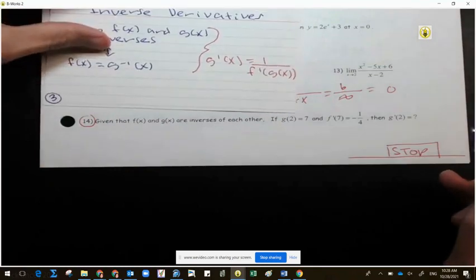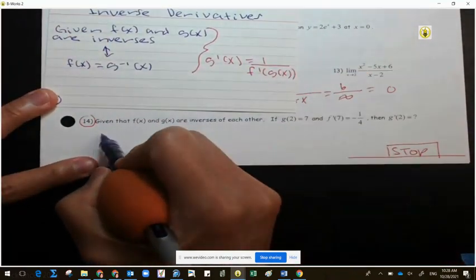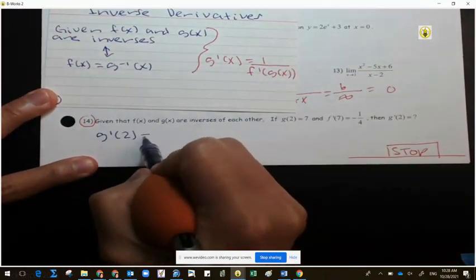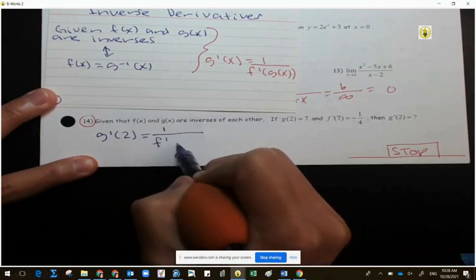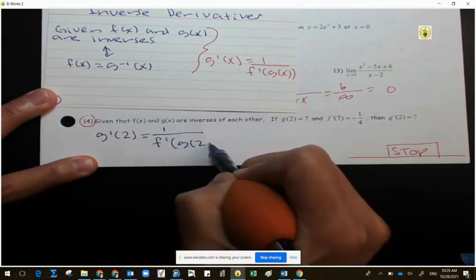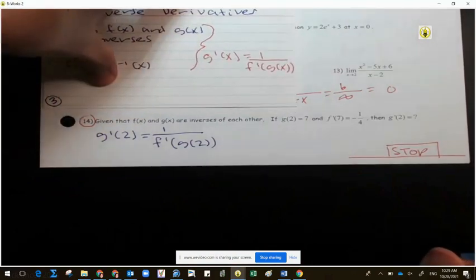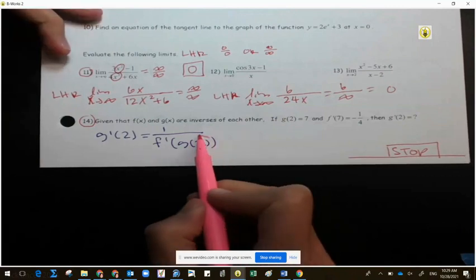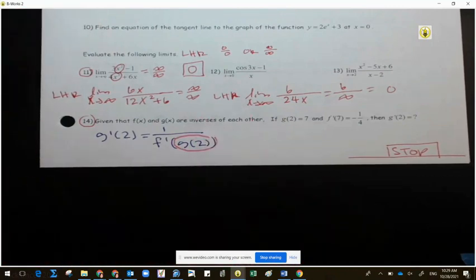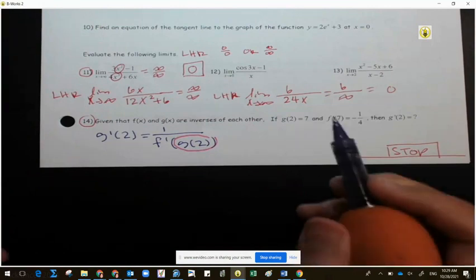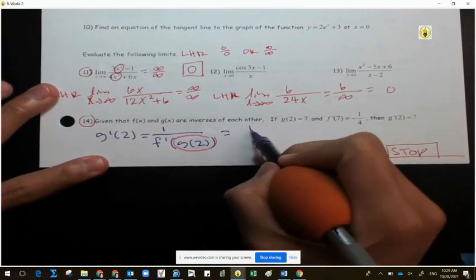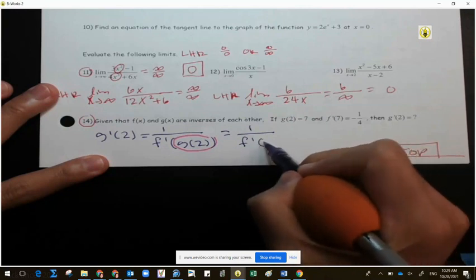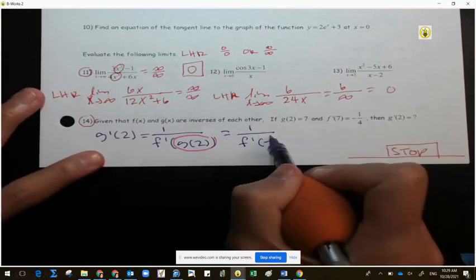So I'm going to go ahead and use this right here. So plugging in 2 into the x, we have g prime of 2 is equal to 1 all over f prime of g of 2. So that was just plugging things in. And then what I would do from here is starting with the very, very inside. Do we know what g of 2 is going to be represented by? Yes. What number? 7. So I have 1 over f prime of 7.